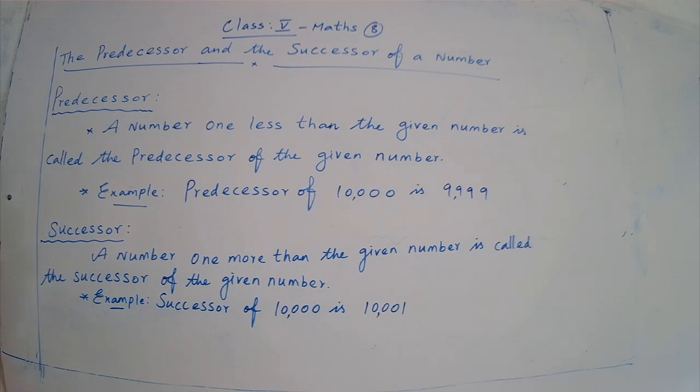Okay, now all of you take your classwork note. The predecessor and the successor of a number. Write the heading. Write today's day and date. Continue the classwork. Children, don't leave any page. This is the first lesson only, so don't leave any page. You write the heading, the predecessor and the successor of a number.